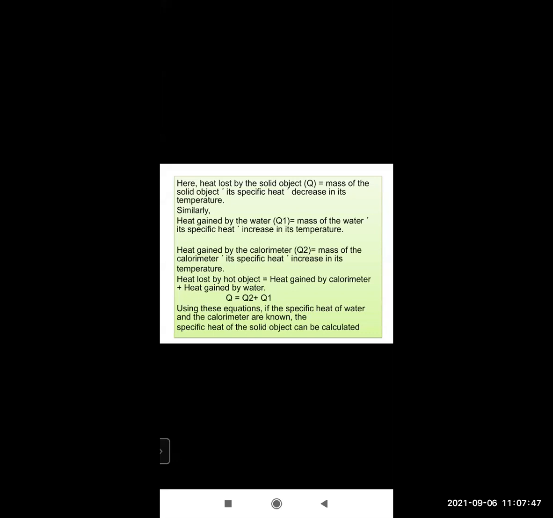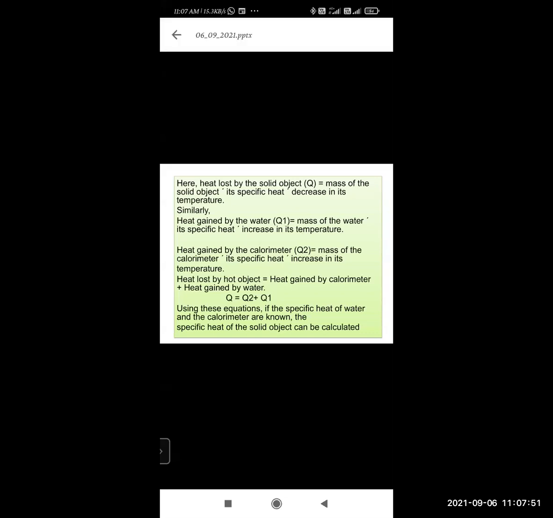Here we have completed our theoretical part. Now we'll see some of the solved examples given in the textbook on page number 69. To solve the examples, you should know all the formulas from the lesson. So read the lesson once and note down all the formulas. Now we'll go through the examples.